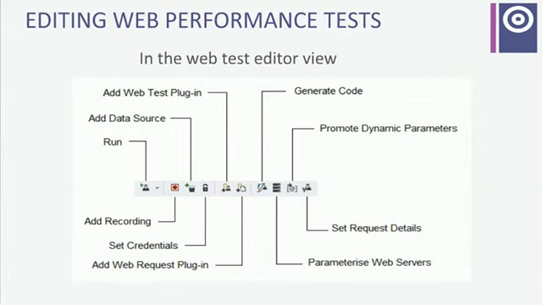Promote dynamic parameters, you've seen, happens automatically when the system finishes recording a test. But if you hit this button, it will do it again to see if it can find any others. It doesn't do a brilliant job at finding these dynamic parameters, especially since web sites are getting more and more complicated. It's something you probably have to deal with yourself manually, and I'll be talking more in depth about this a bit later anyway. And set request details.